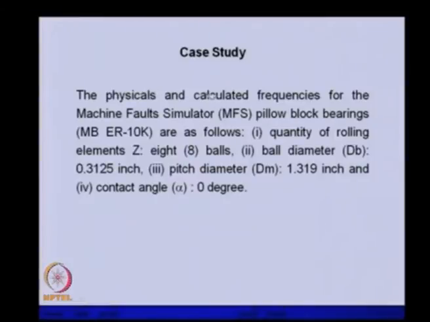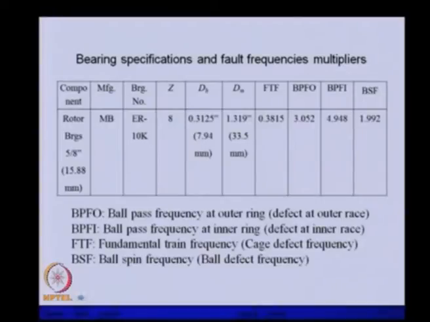Based on the geometry and the calculated frequency for one of the machine fault simulators we have taken, the bearing was of this category, and various parameters like number of rolling elements, ball diameter, pitch diameter, and contact angle are given here. These are the specifications of the bearing, and these are various frequency factors which we have obtained from the previous formula. The only thing is that the speed is not there in this.